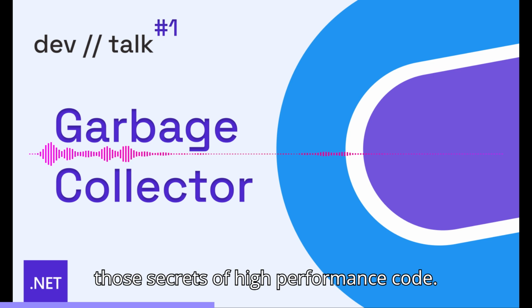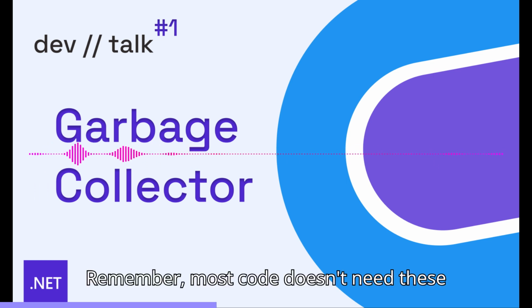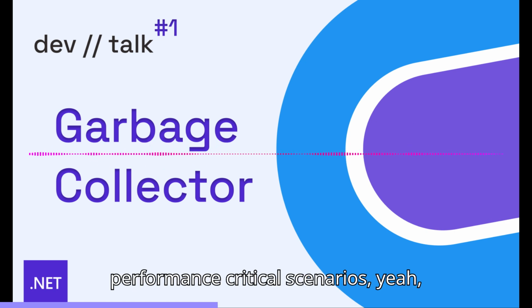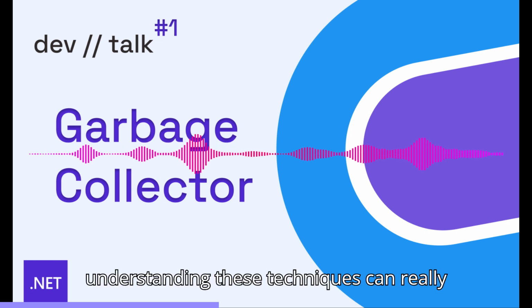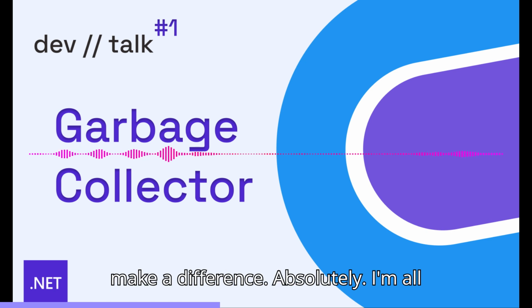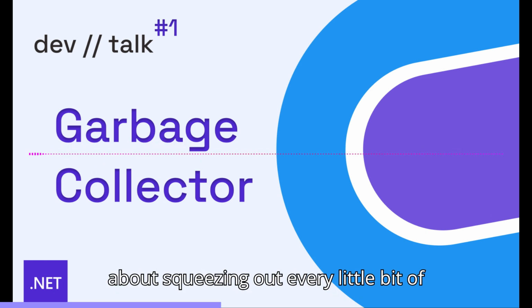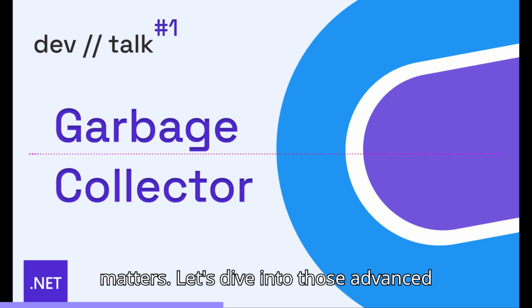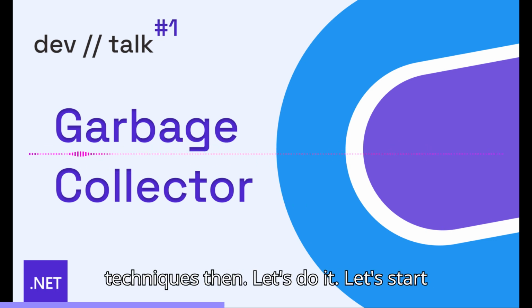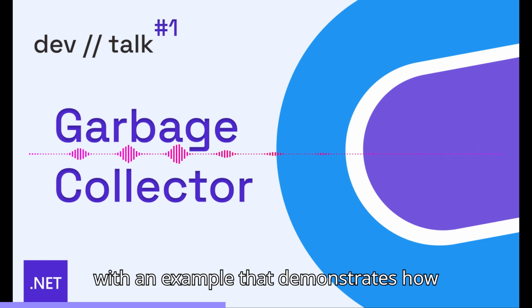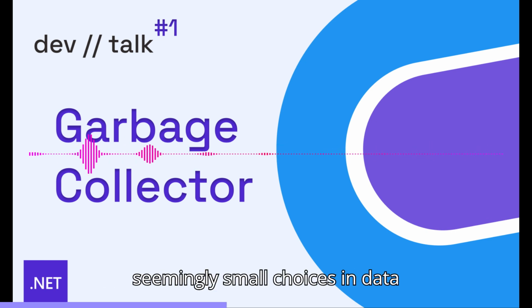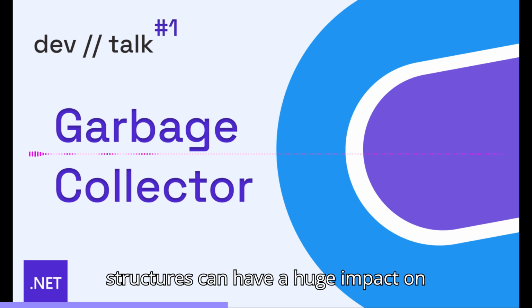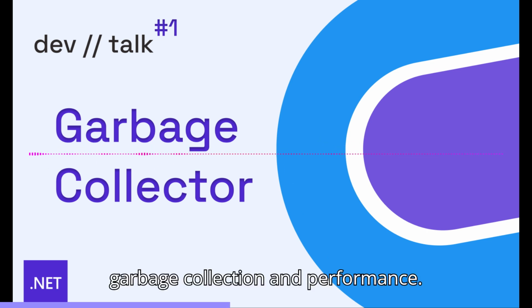Yeah, let's unlock those secrets of high-performance code. Remember, most code doesn't need these optimizations. But for those performance-critical scenarios, understanding these techniques can really make a difference. I'm all about squeezing out every little bit of performance when it really matters. Let's dive into those advanced techniques then. Let's start with an example that demonstrates how seemingly small choices in data structures can have a huge impact on garbage collection and performance.